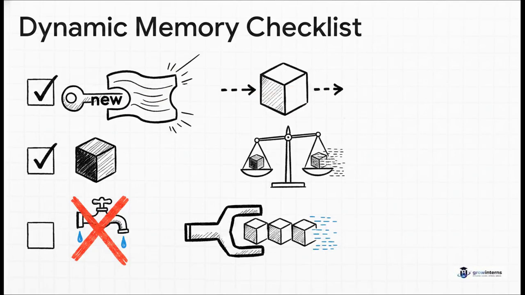Okay, so let's boil it all down into your dynamic memory checklist. Use new when you need that runtime flexibility. Always store the address you get back in a pointer. You have to match every new with the delete. Remember to use delete square brackets for arrays, and never ever forget to clean up, because forgetting is what causes memory leaks. You stick to these rules and you'll be managing memory like a pro.